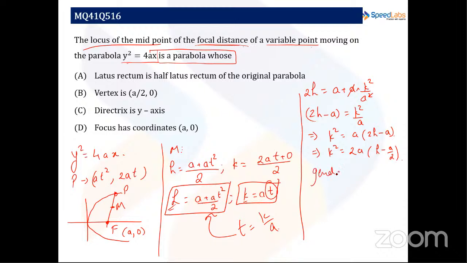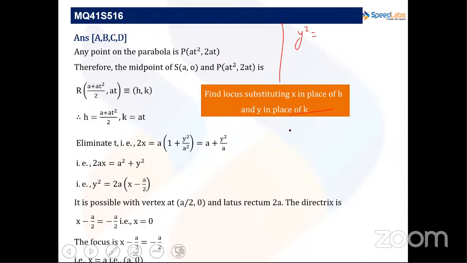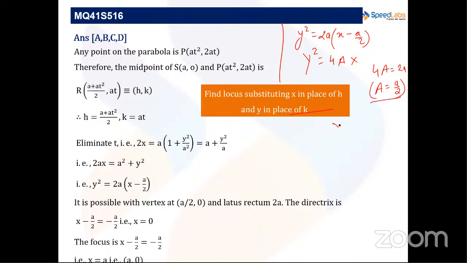Now generalizing this condition by replacing h by x and k by y, we will have y square equals to 2a (x minus a by 2). So this is the locus of the midpoint of focal distance, which is also an equation of a parabola. And the equation we are getting here is y square equals to 2a (x minus a by 2). The general equation we have is y square equals to 4ax. On comparing, we will get 4a equals to 2a, that is a equals to small a by 2. Capital Y is the same as small y, but capital X is x minus a by 2.